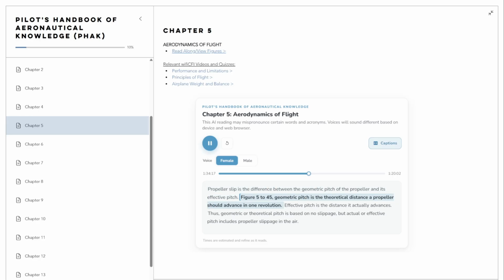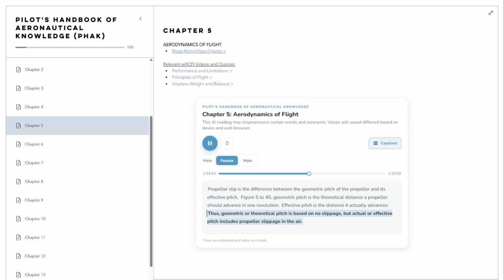Figure 5-45. Geometric pitch is the theoretical distance a propeller should advance in one revolution. Effective pitch is the distance it actually advances. Thus, geometric or theoretical pitch is based on no slippage, but actual or effective pitch includes propeller slippage in the air.